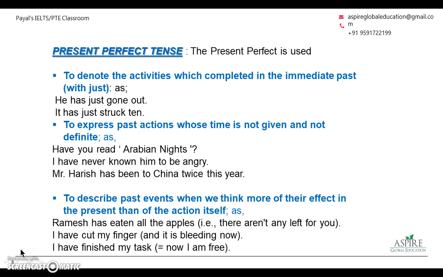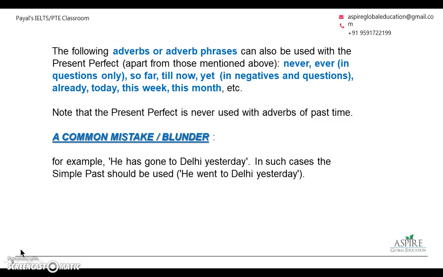Okay, so another point which should be added in your checkpoint list is the mistake that students make by interchanging past tense with present perfect tense. If you have a time period, please use past tense and not present perfect tense. Next, the following adverbs or adverb phrases can also be used with the present perfect: never, ever, so far, till now, yet, already, today, this week, this month, or just. It is never used with adverbs of past time.